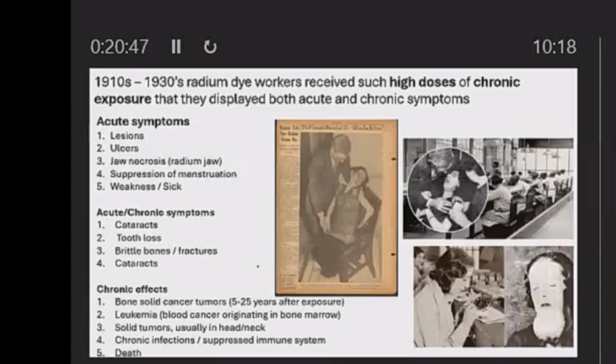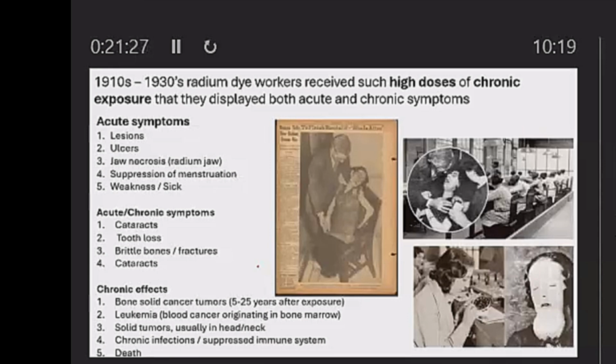Oh, chronic effects. The signature of the radium girls was solid tumors in their bones. Usually, when radiation hits your bone marrow, you get leukemia. Leukemia is cancer of your blood cells. It's not a solid tumor. But these girls were getting such a high dose to their bones that they were actually getting bone solid tumors, which is relatively uncommon. That's sort of the signature.